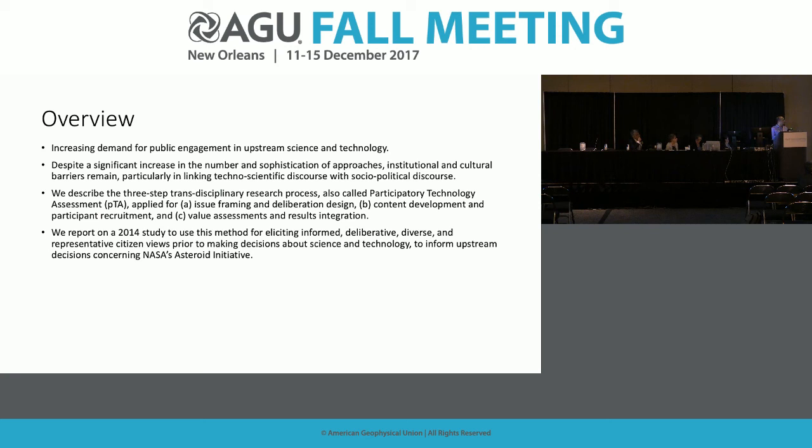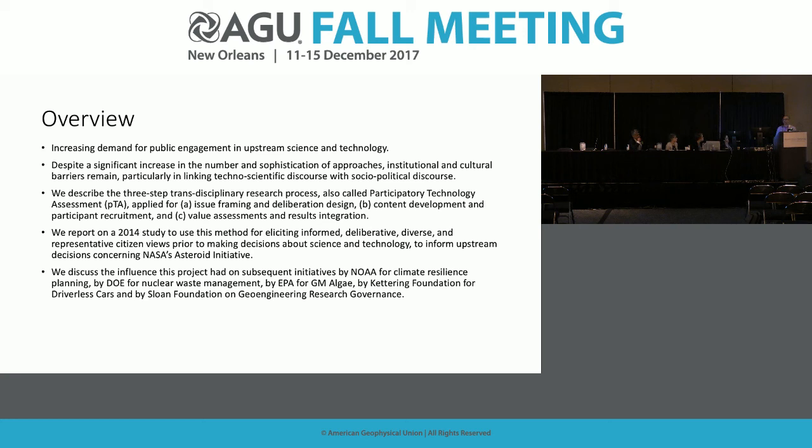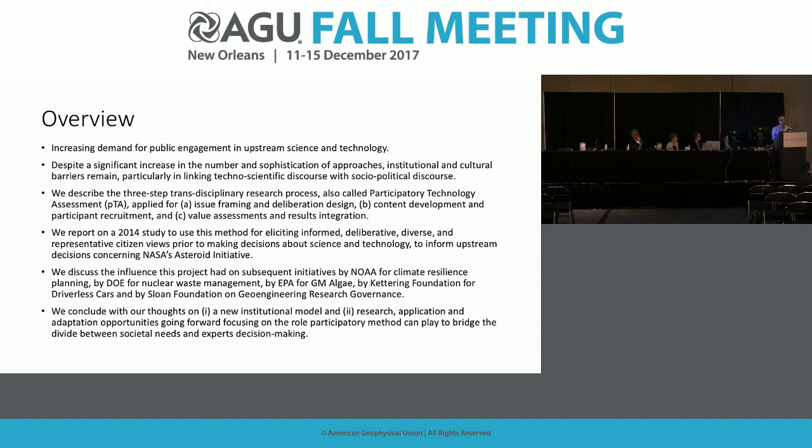We first got to try it with a cooperative project with NASA regarding their asteroid initiative in 2014, and that little project served as more than a proof of concept for us. It allowed us to do a number of projects with NOAA on climate change resilience, and then the Department of Energy on nuclear waste management. We are now working on self-driving cars, and the latest one is on geoengineering governance. So, that little proof of concept actually helped us gain traction and do more of this kind of work. And I'll conclude with some observations on all the experiments that we are doing, what we are learning, and what some of the pathways going forward are.